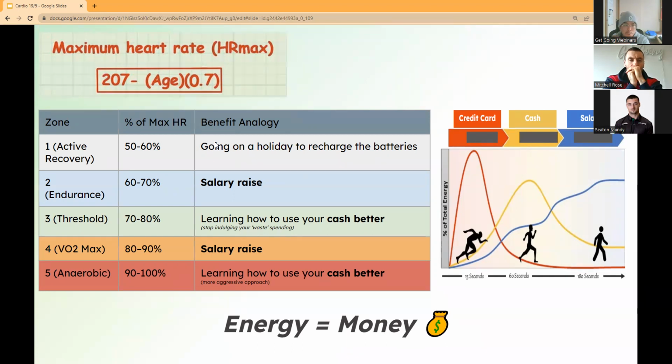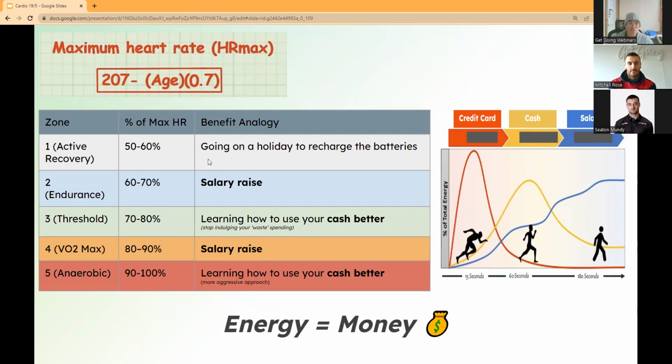So in the 5 zone system, we have 5 zones, as the name suggests. We've got the active recovery zone, which is zone 1, and that's about 50 to 60% of your max heart rate. All right. And the best way to describe it, in terms of its adaptation, is that you're going on a holiday to recharge your batteries. So it doesn't really do too much from a physiological standpoint, but it's a good way to help you recover, help flush out any byproducts that might have accumulated after doing long amounts of physical activity.